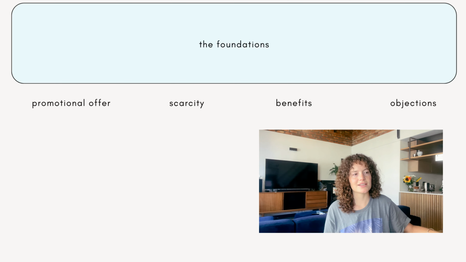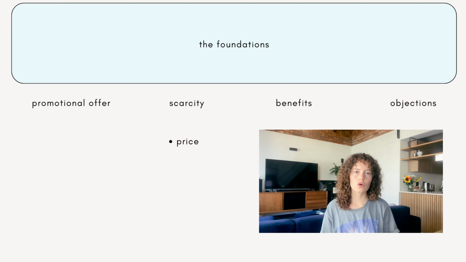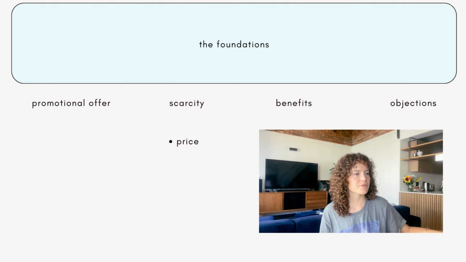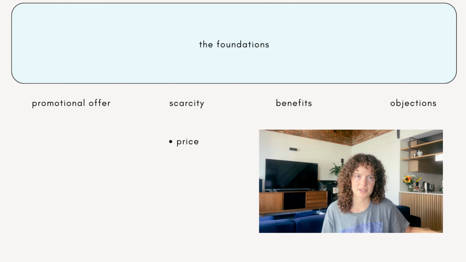So the first one is price scarcity. So this kind of makes sense. It's just a discount on the total price that you would normally offer for a limited time only. So this encourages immediate purchase because people have a fear of missing out on that special offer that is going to expire soon. The next type of scarcity is quantity scarcity.